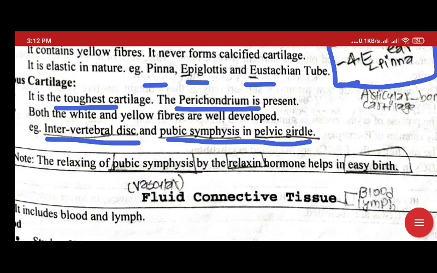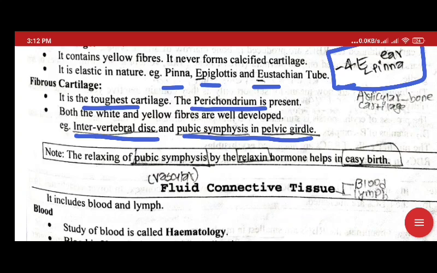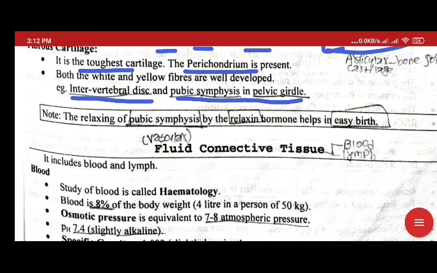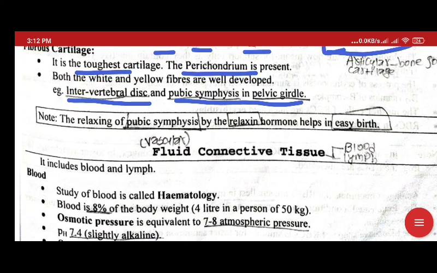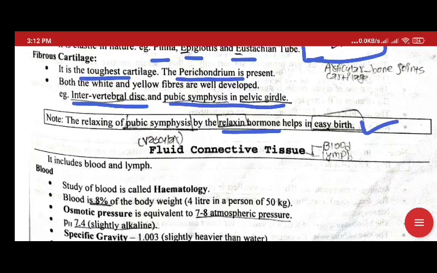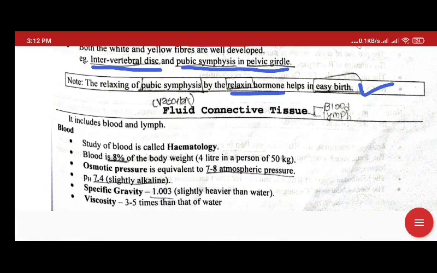pubic symphysis in the pelvic girdle, means in our waist or hip bone, there the pubic symphysis is present. Now pubic symphysis relaxation occurs in the body during childbirth in females by the hormone relaxin.